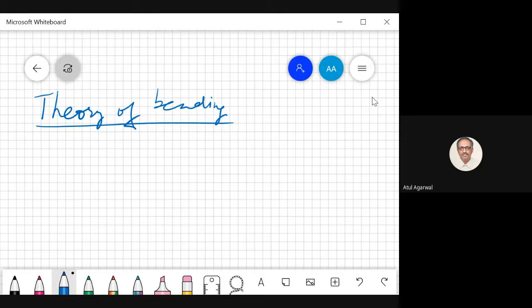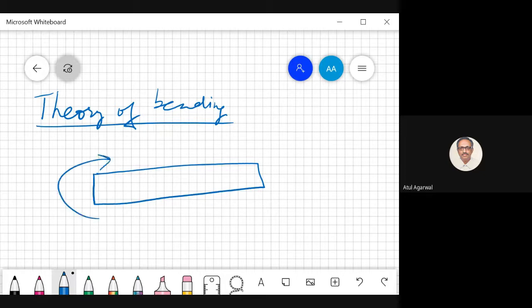So theory of bending is exact for a case of pure bending. So what is pure bending? You take a beam, you apply a bending moment at both the ends. So you have applied moment at both the ends. For this moment we call M naught. So this is the external moment.